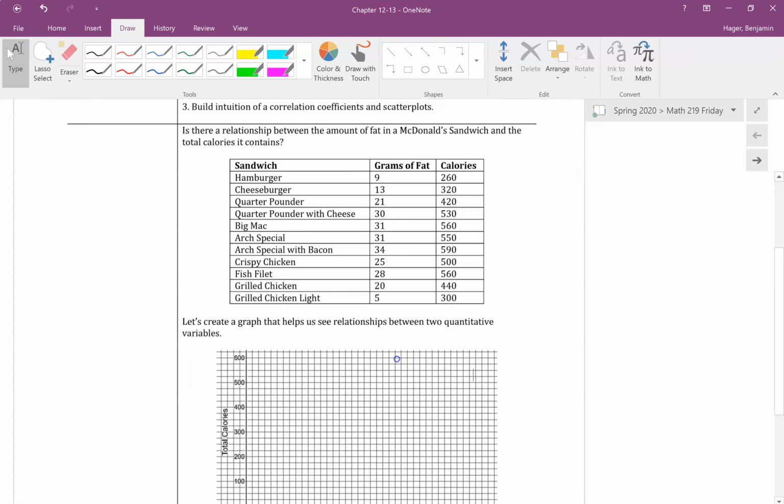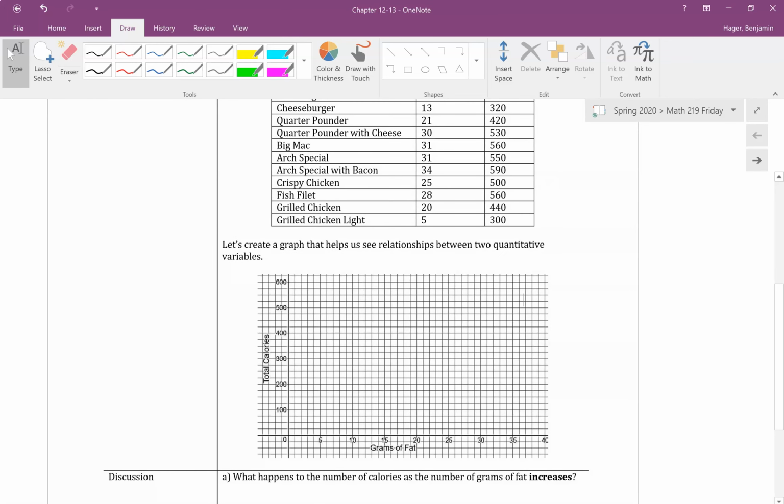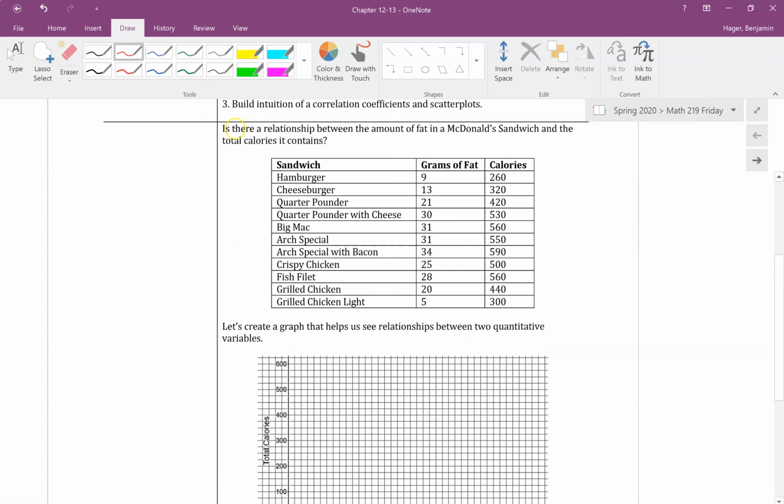So a scatter plot is literally a scattering of data points, like I said. And so let's plot those now. Here they are asking us, is there a relationship between the amount of fat in a McDonald's sandwich and the total calories it contains? They've given us a whole bunch of McDonald's sandwiches here. They've given us how many grams of fat are in the sandwich and how many calories are in the sandwich. And we want to see if there's a link between these two variables, between the amount of fat in a sandwich compared to its calories.